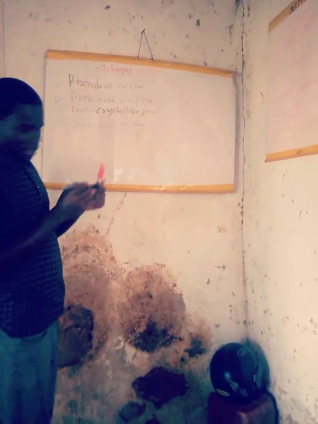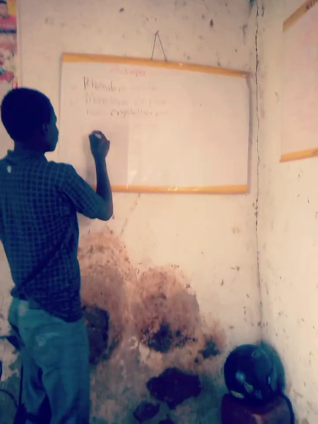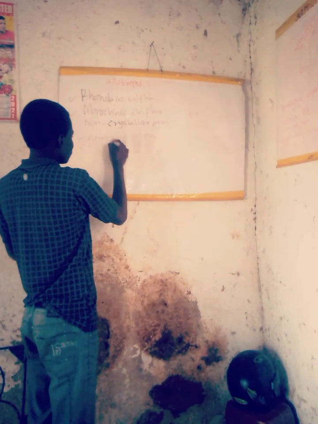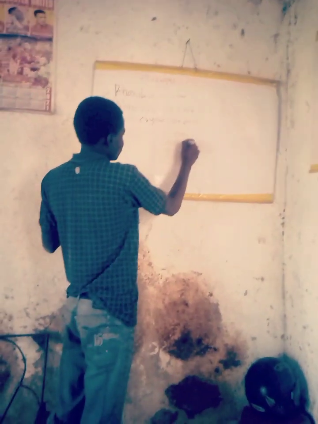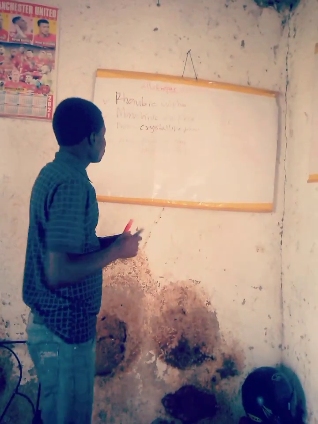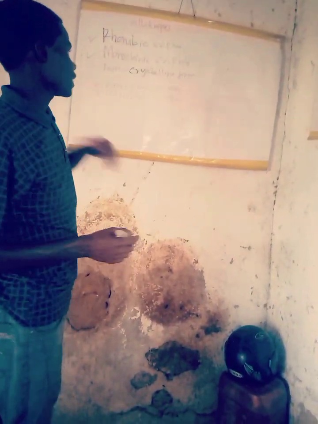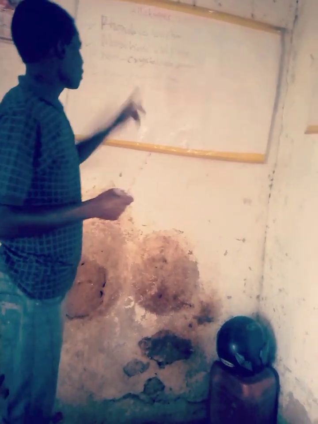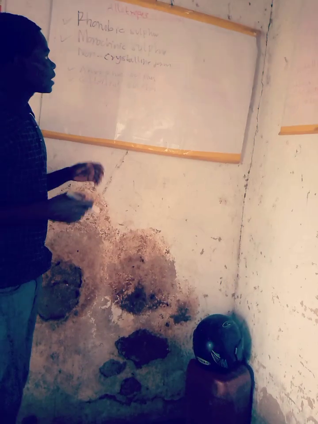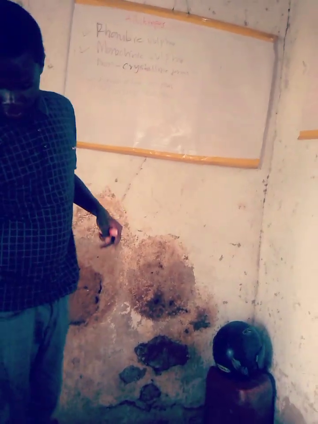Then the non-crystalline forms of sulfur: amorphous sulfur and colloidal sulfur. Those are the two non-crystalline forms of sulfur. The rhombic and monoclinic are the crystalline forms of sulfur, while amorphous and colloidal sulfur are the non-crystalline forms of sulfur.